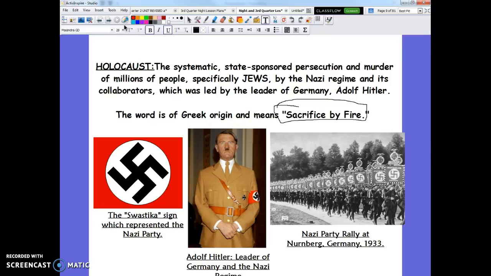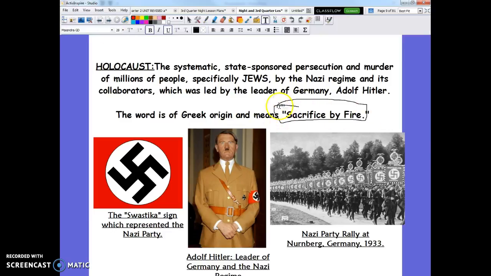So you definitely need to write down this definition of what Holocaust means. It's a systematic, state-sponsored, which means government-sponsored, persecution and murder of millions of people, and specifically the Jews, which was carried out by the Nazi regime and its collaborators, and that was led by the leader of Germany, Adolf Hitler. I feel like most people know this by now. You've had some schooling or education on this already.